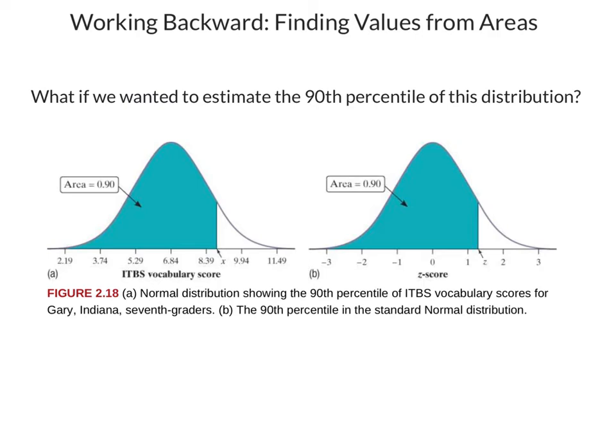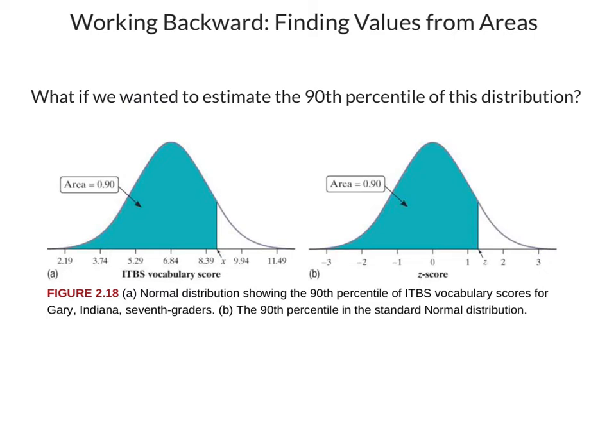All right, so at this point we've found the area to the left and to the right and between two data points on our normal distribution curves using our handy dandy calculator. Let's work backwards from the area to find out information from our normal distribution curves.